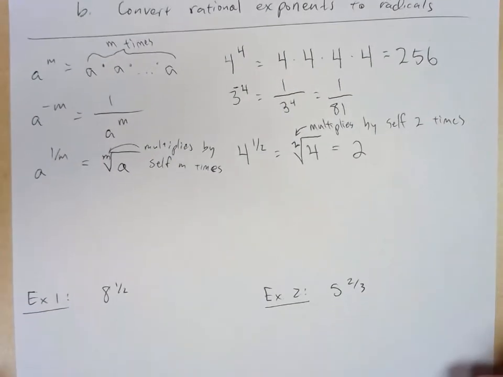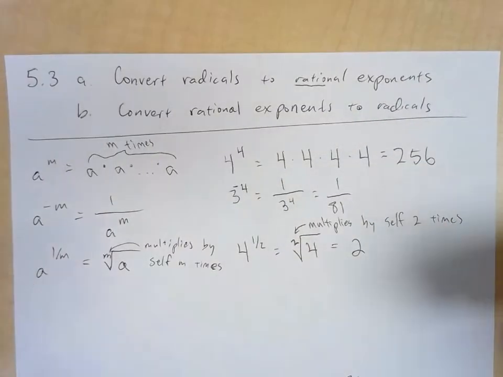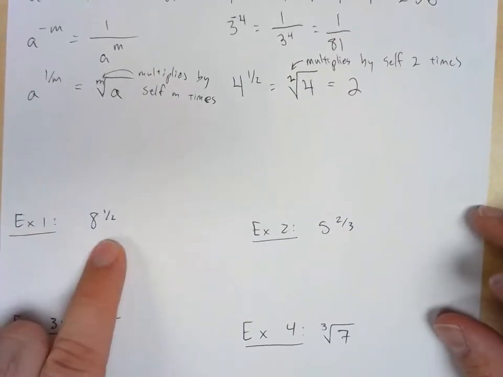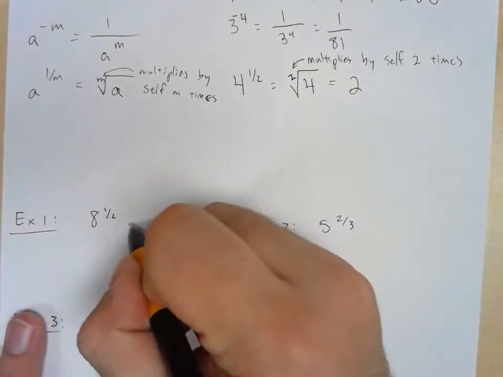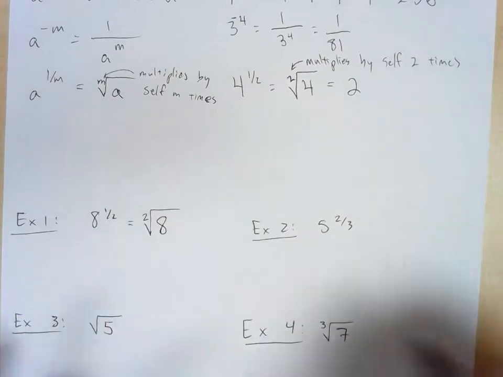Okay, so all I'm asking you to do with a and b is just go back and forth. We don't need to simplify or anything. So we're just going to convert from radicals to rational exponents and from rational exponents to radicals. So if I say 8 to the 1/2, we can just say, oh, that's 8 as our base, and that's a square root because we have a 2.